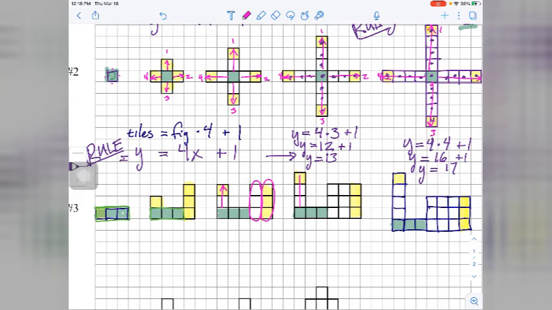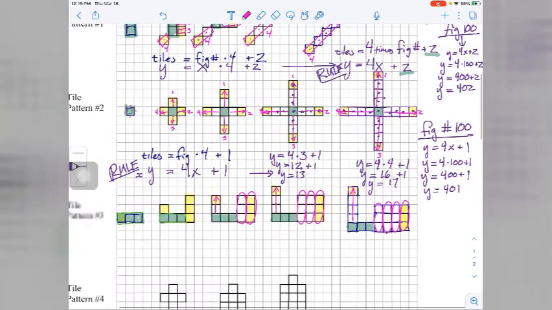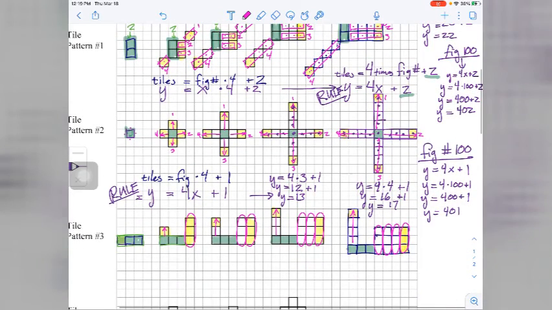I have this 3 here, and then I have 1, 2, 3 groups of 3 there. And then in this one, I have 1, 2, 3, 4 groups of 3. In the first one, I have that little tower there, and then I have this group of 3 here. Those all match my figure numbers as well.